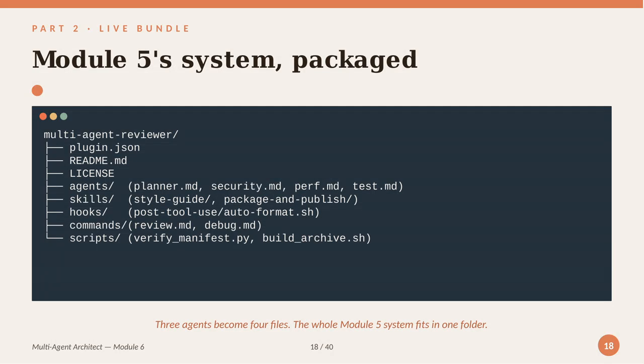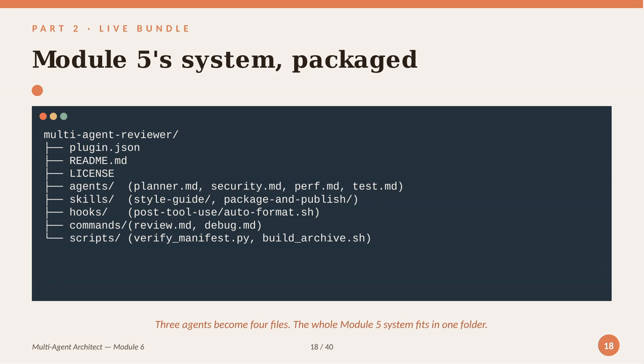Live bundle. Module 5's hardened three-agent reviewer, packaged as a complete plugin folder. Top level: plugin.json, README.md, LICENSE. The three files anyone sees first. Agents folder. Four files: planner, security auditor, perf reviewer, test runner. Each a subagent markdown file with its own front matter and system prompt.